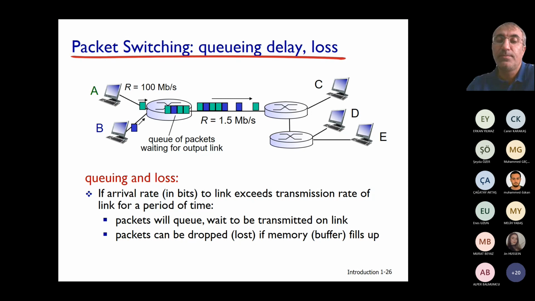So if there are a lot of packets waiting in the queue, sometimes these packets can be dropped. In other words, they will be lost if your memory or buffer is full. Okay, so if your buffer fills up, then the packets can be dropped, or they can be lost. So that's what we call packet loss.